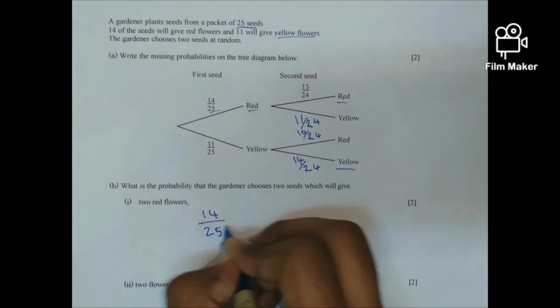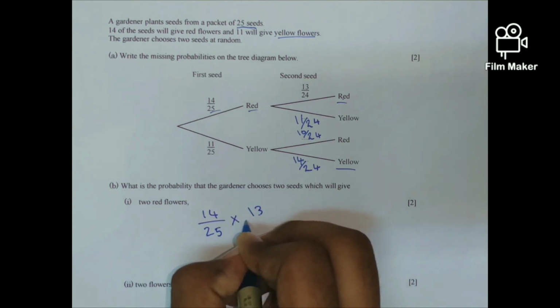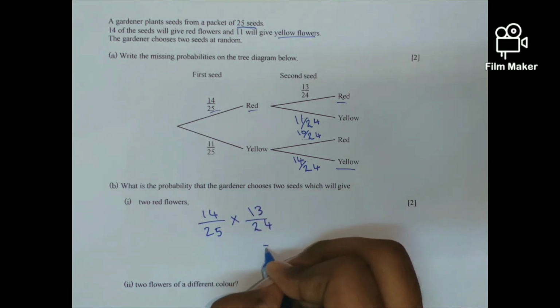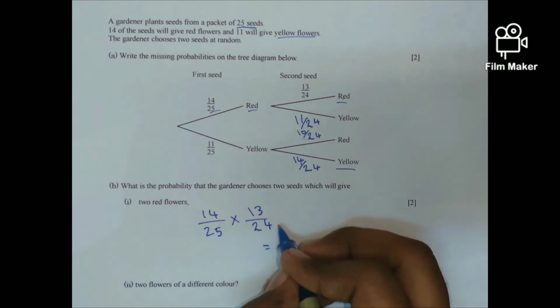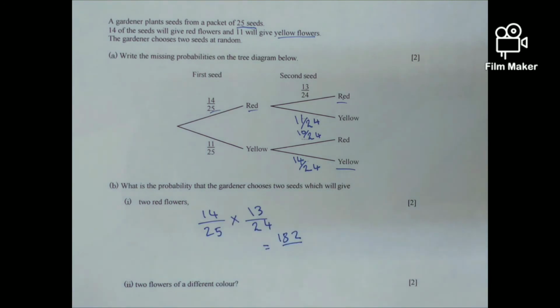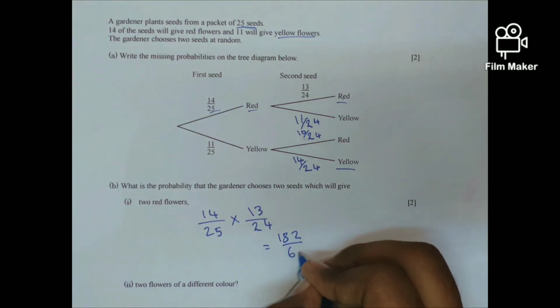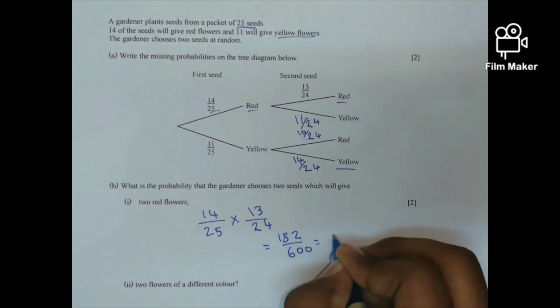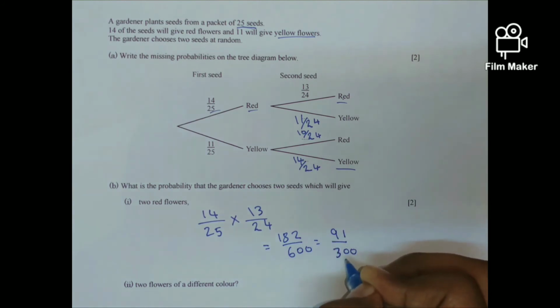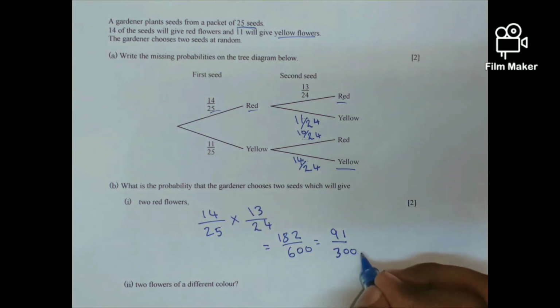14 by 25 into 13 by 24, which would be equal to 182 by 25 into 24, which is 600, and if we simplify it, it is equal to 91 upon 300. So this is the answer for this question.